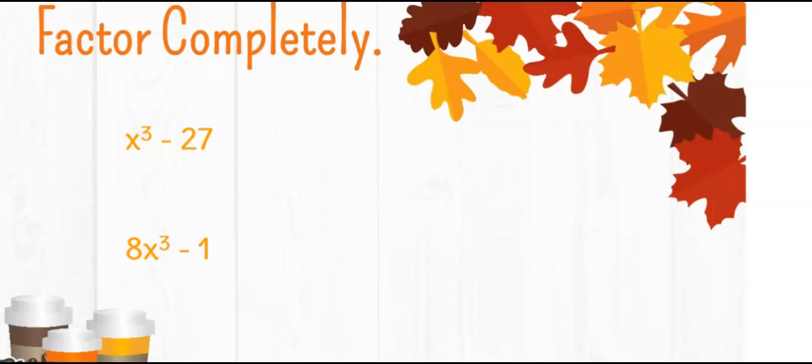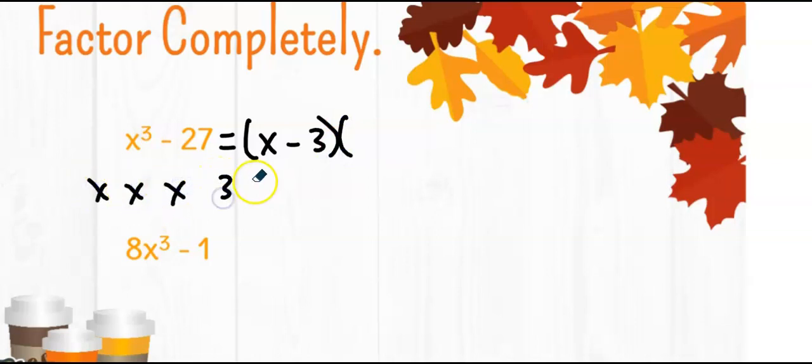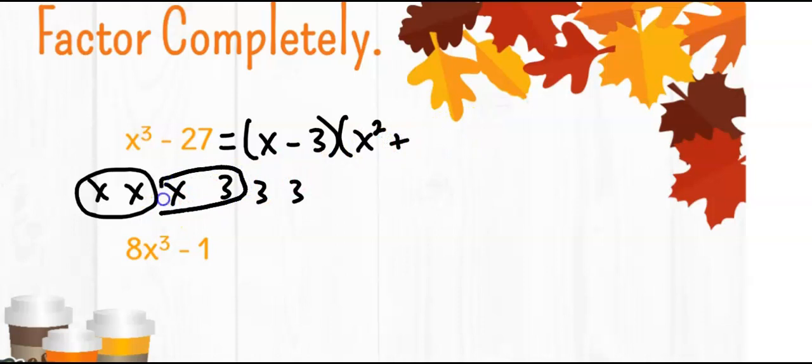So if we have x cubed minus 27, recognizing what we're cubing to get 27, our binomial is going to be x minus 3. Our trinomial is going to be x squared. We got minus, so the opposite is plus. x times 3 is 3x. Last term is always plus. 3 times 3 is 9.